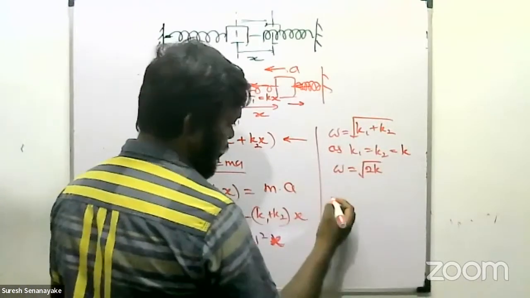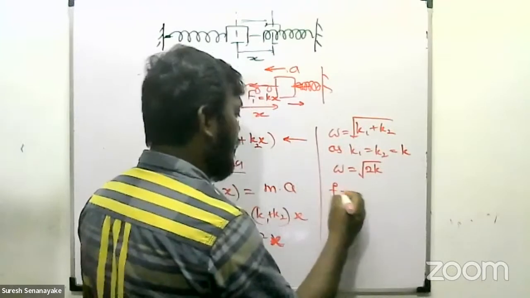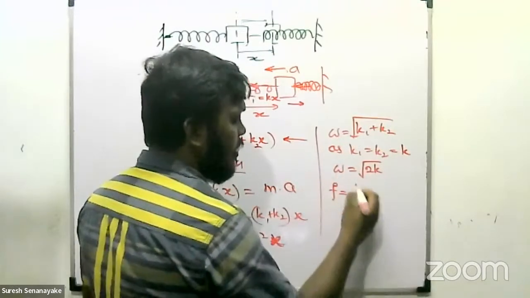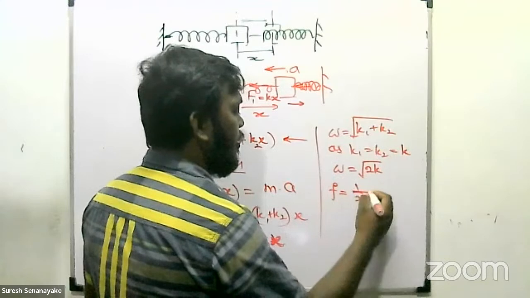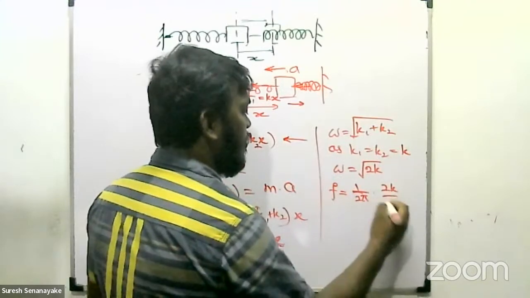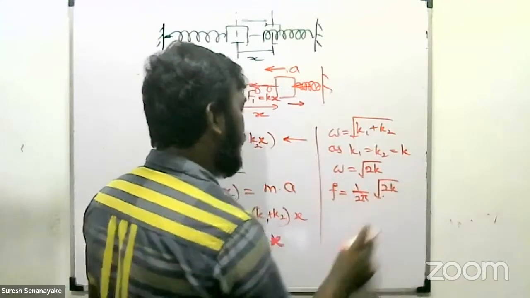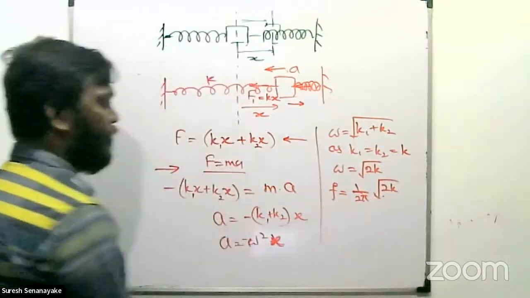In this case the frequency, with omega equal to 2 pi f, is f equals 1 over 2 pi times the square root of 2k over m. You can write it like this. That's the frequency as given.